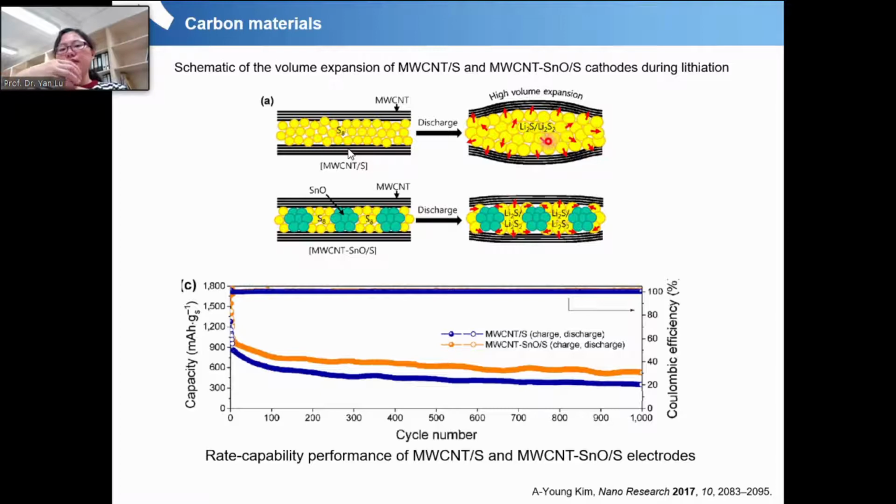And for the pure carbon nanotube, this is not enough for such volume expansion. But if you have the tin oxide in between, then you can reduce such structure deformation during discharge. So that's why, during the discharge, such a bamboo structure can be well defined for lithium sulfur batteries.